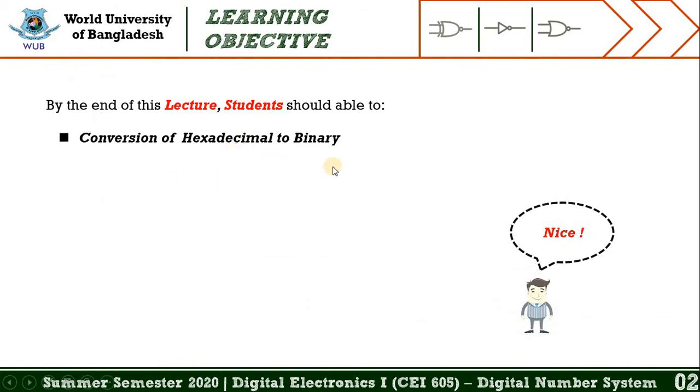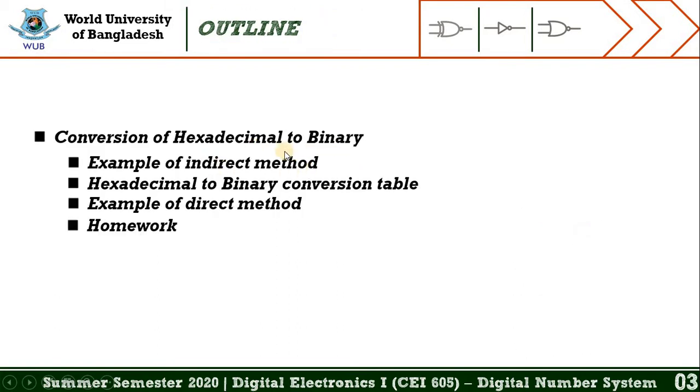By the end of this lecture, you will be able to convert a hexadecimal number into a binary number. So let's move into the next slide. This slide represents the overall scenario of this lecture, and you will learn how to convert a hexadecimal number into the equivalent binary number and some of the mathematical problems of this conversion using two types of method, the indirect method and the direct method, a table of this conversion, and some examples for you to practice at your home. So let's move into the next slide.